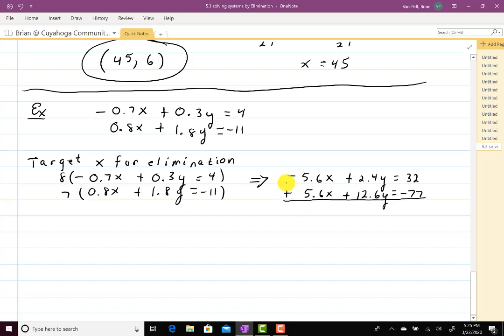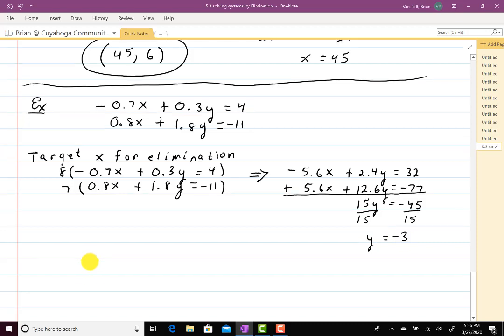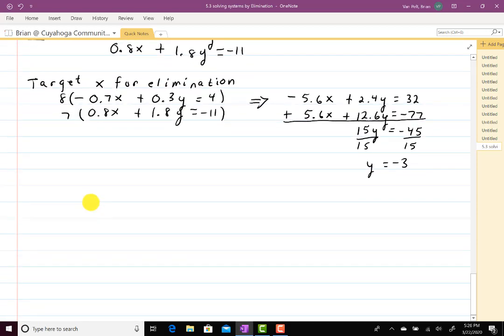Let's add these together. The x's are wiped out. And I get 15y equals negative 45. I'll divide by 15. And I get y equals negative 3. So that takes care of the y's. Now let's target y for elimination.